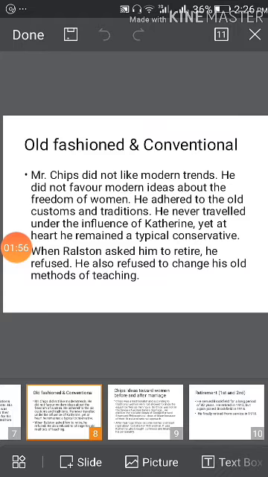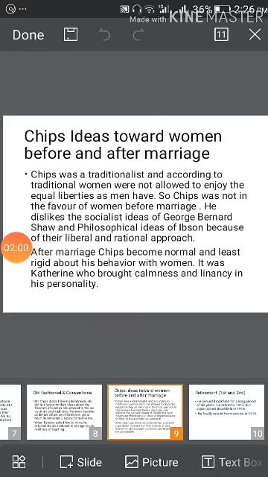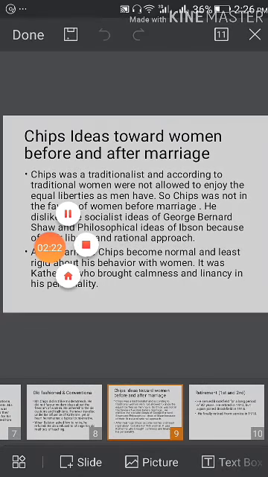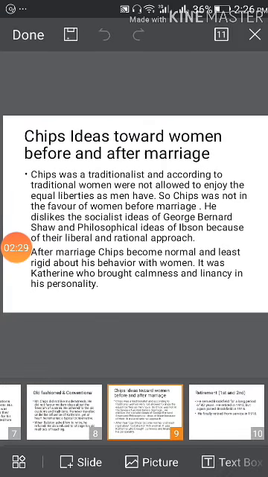So the next point is Chips' ideas toward women before and after marriage. Chips was a traditionalist, and according to tradition, women were not allowed to enjoy the equal liberties as men have. So Chips was not in favor of women before marriage. He disliked the socialist ideas of George Bernard Shaw and the philosophical ideas of Ibsen because of their liberal and rational approach toward women. After marriage, Chips became normal and least rigid about his behavior with women. It was Catherine who brought calmness and leniency in his personality. So there is another aspect of Mr. Chips' life, his ideas about women.